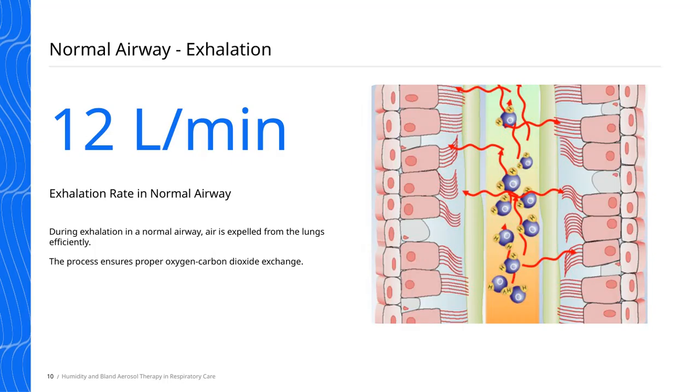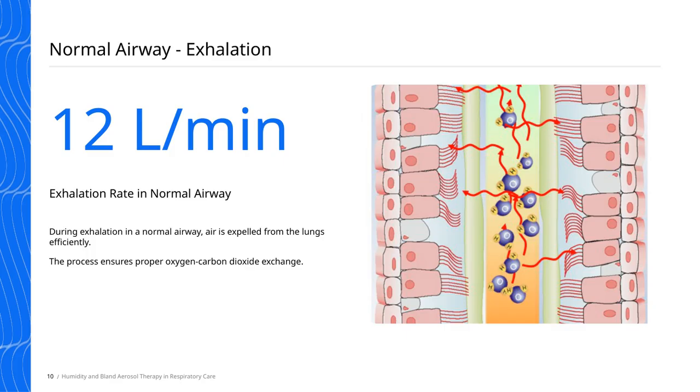All right, let's talk about what happens during exhalation in a normal airway. When you breathe out, air is expelled from the lungs in a smooth and efficient way. This process is crucial because it allows for the proper exchange of gases, specifically oxygen and carbon dioxide, which is the foundation of effective respiration. In a healthy, normal airway, the exhalation rate is around 12 liters per minute. That might seem like a lot, but it's actually a normal, steady flow that our bodies rely on to keep everything balanced.